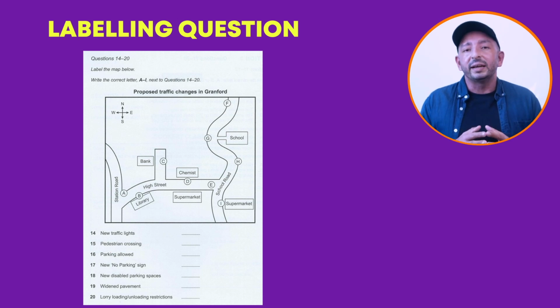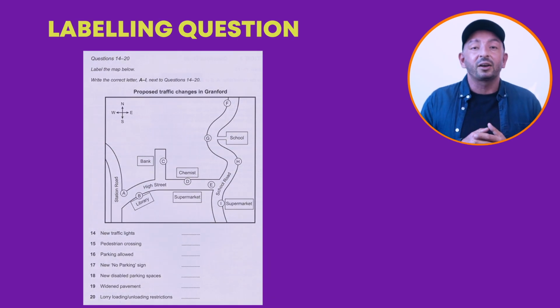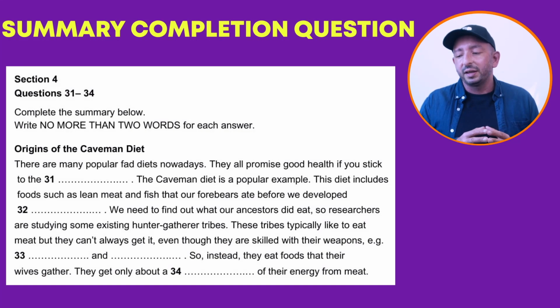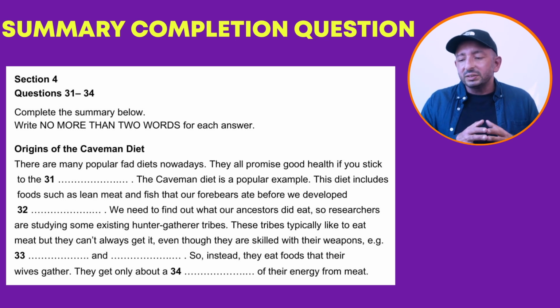Feel free, by the way, to screenshot any of these images, or you can just pause the video to have a closer look. So the next question type is called a summary completion question. And here you may have to complete a form, a note, a table, or a flowchart.